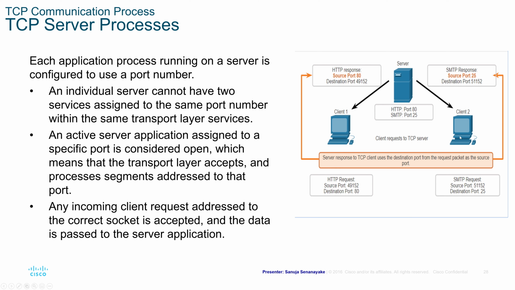But if the client is requesting SMTP access from the server, the destination port is 25 and the client's source port is going to be 51152. What that basically means is TCP is using the source and the destination port to determine how the packet should be routed.